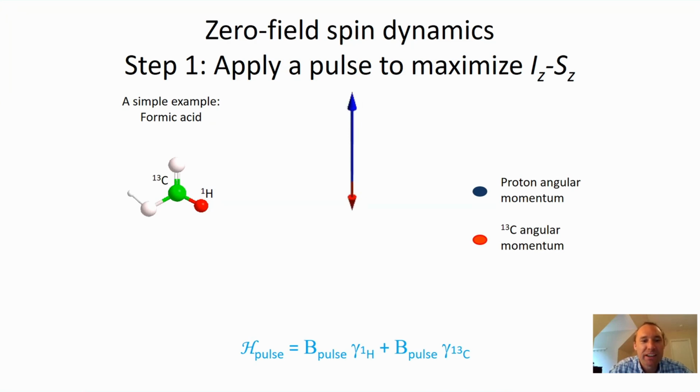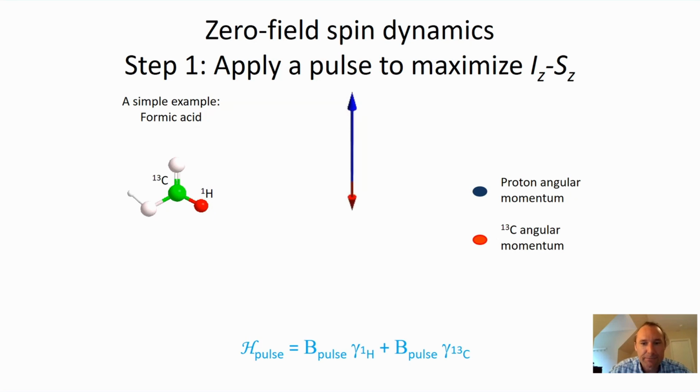And so if you apply, say, 2 rotations to the proton, then you will have applied half a rotation to the carbon, and you will have maximized the difference between IZ and SZ, where I, let's say, refers to the proton and S refers to the carbon. That's important for the rest of this talk. I refers to the proton, S to the carbon.